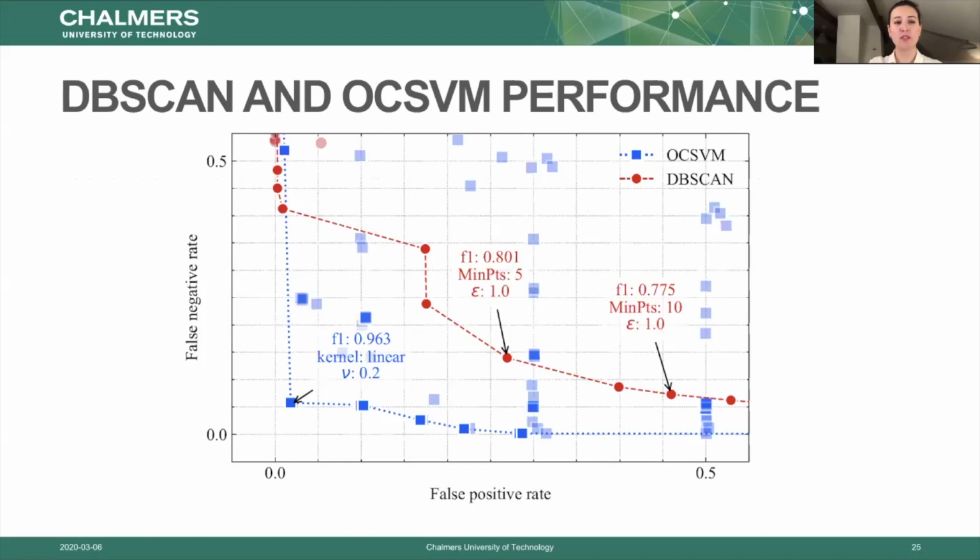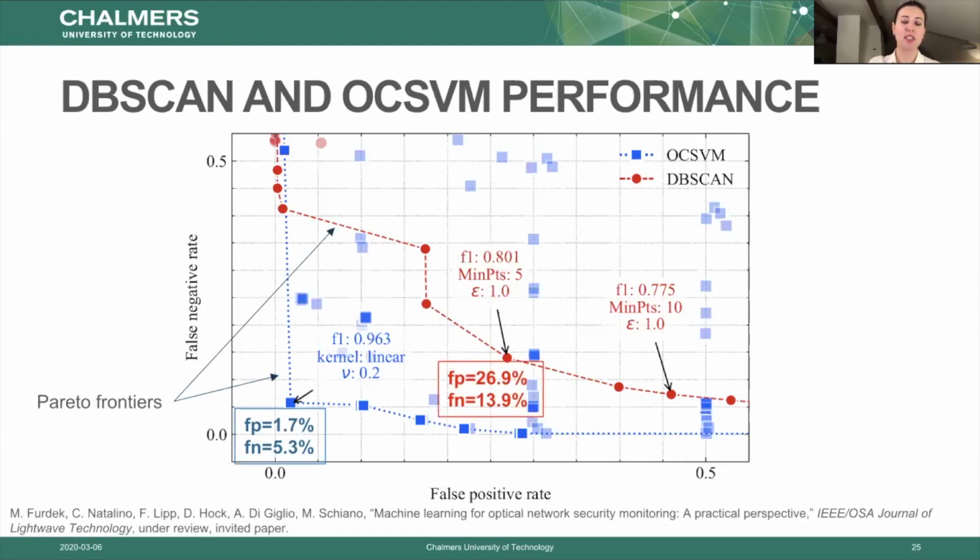The performance of these two approaches is shown here for different parameter settings in DB-scan and different kernels in OCSVM, which are quite scattered. The lines denote the Pareto frontiers, and as we can see here, the OCSVM performs better. It can achieve 5.3% of false negatives and 1.7% of false positives, whereas the DB-scan cannot perform that well.